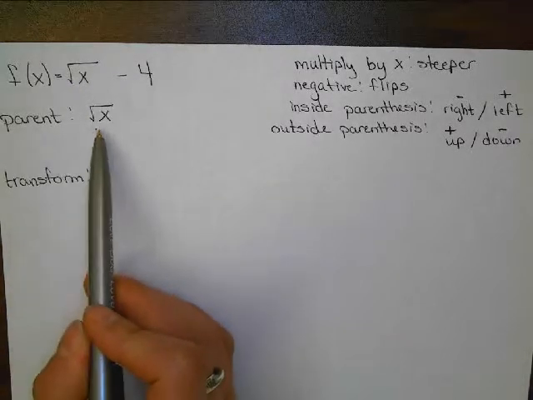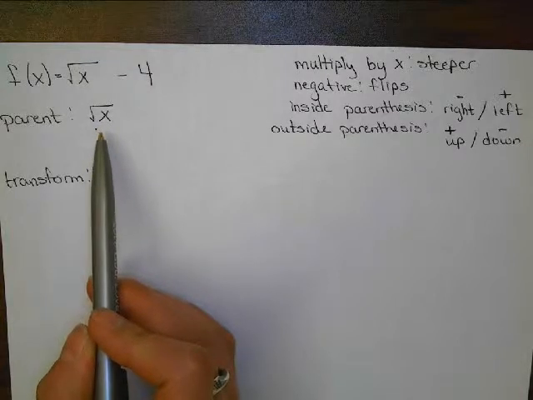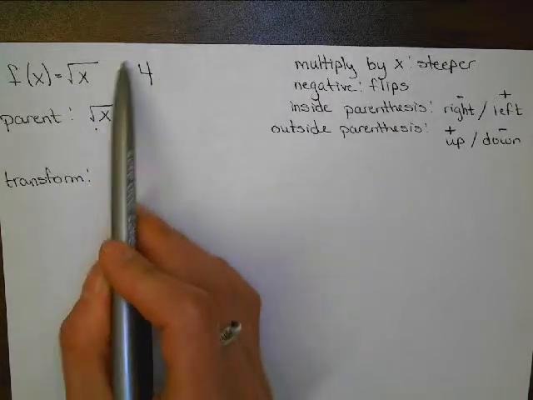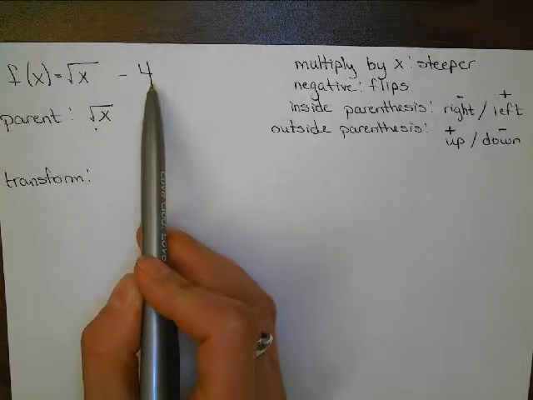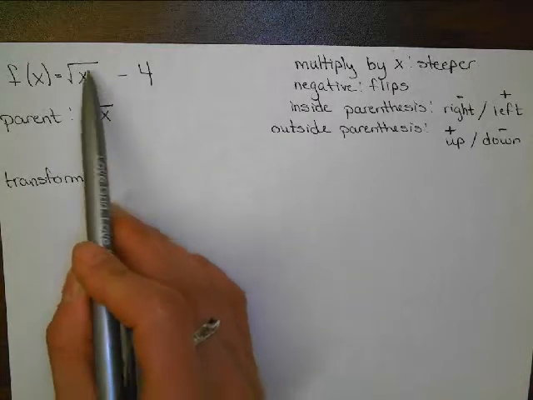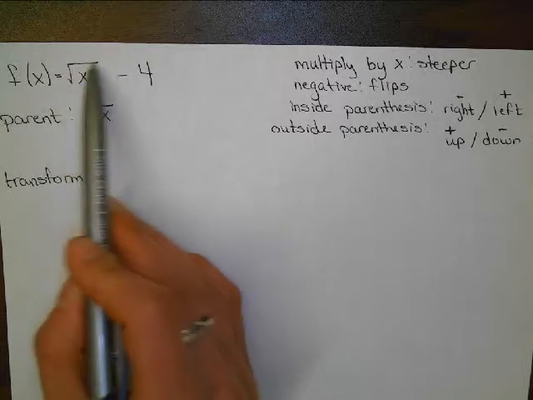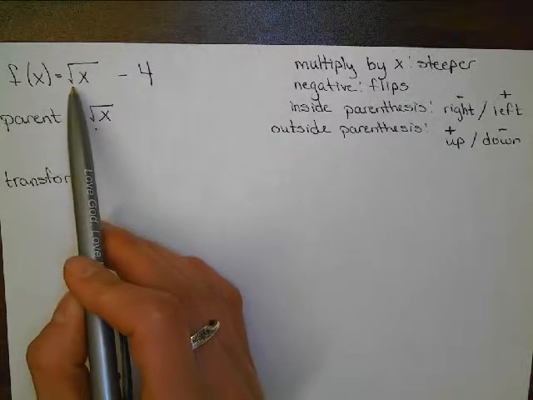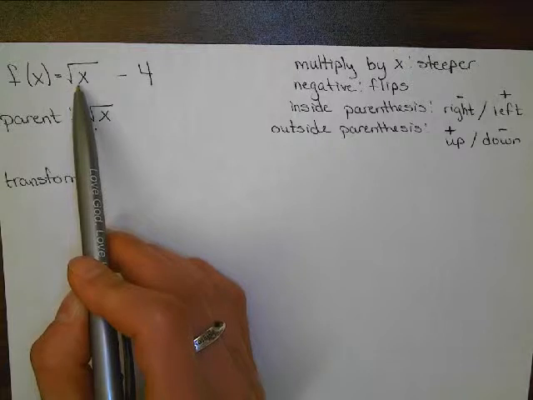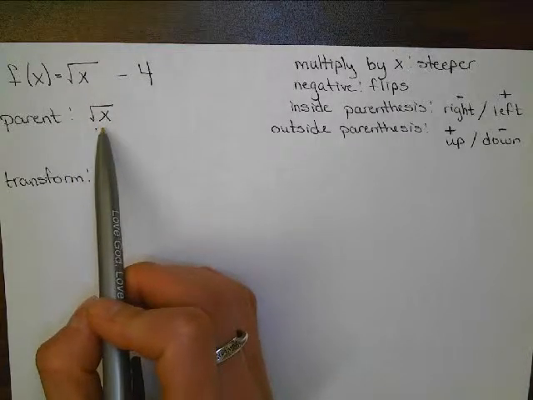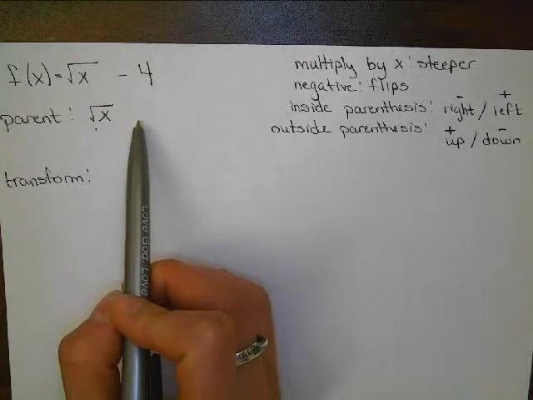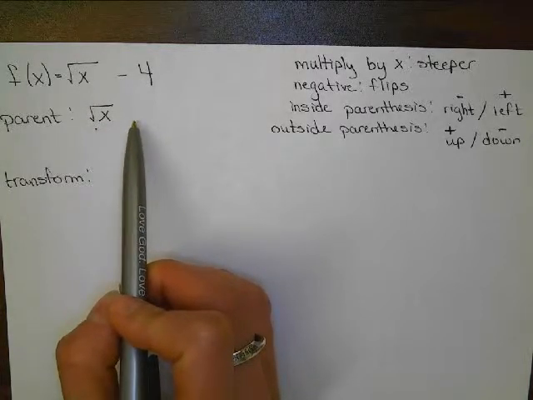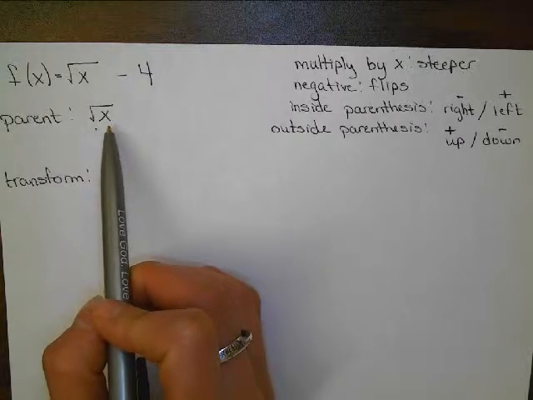Now, my parent function is radical x. The reason I know it's radical x is because anything attached to it is only there to change whether it's going up, down, left, right, it flips, or becomes steeper. So I know that just the original x, whether it's a square root or an absolute value function, is my parent function. Everything else that's attached to it or multiplied by it is what is transforming it. So again, I know my parent function here.